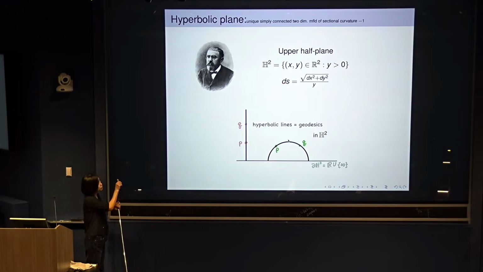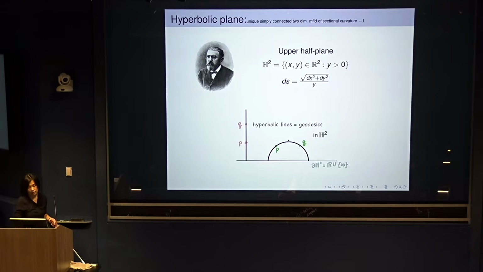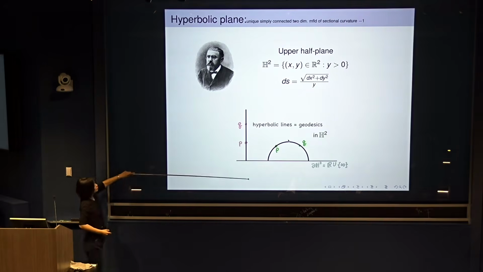But note that we don't actually include the x-axis. So y is strictly positive, so it's the open upper half-plane. And the hyperbolic metric is given by the Euclidean metric, so the square root of dx squared plus dy squared, but divided by the Euclidean height. So y is the height. So here is my hyperbolic plane.